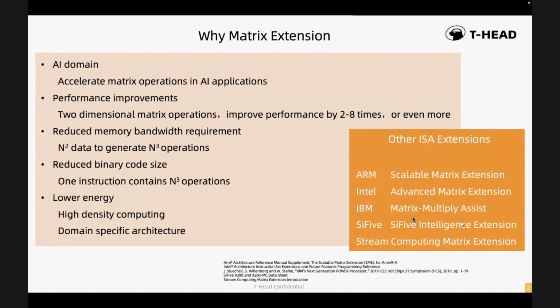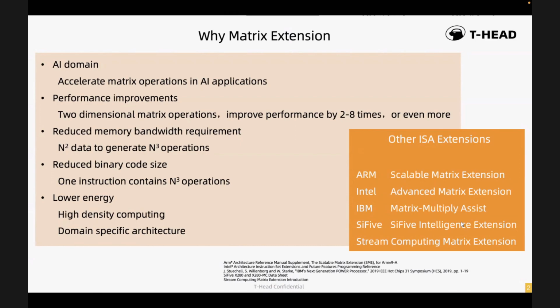Now in the AI domain, we can see matrix multiplication everywhere. So if RISC-V wants to improve the performance of AI applications, we should add some extension to accelerate matrix operations. With this extension, we can get the following 4 advantages. The first is performance improvement. Matrix multiplication uses 2-dimensional operations instead of 1-dimensional vector operations. According to the experience of other architectures, matrix extension can increase performance by 2 to 8 times.